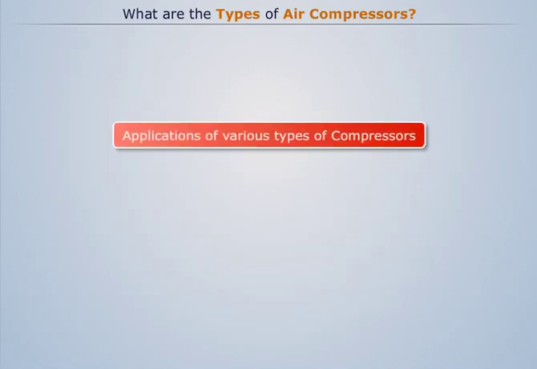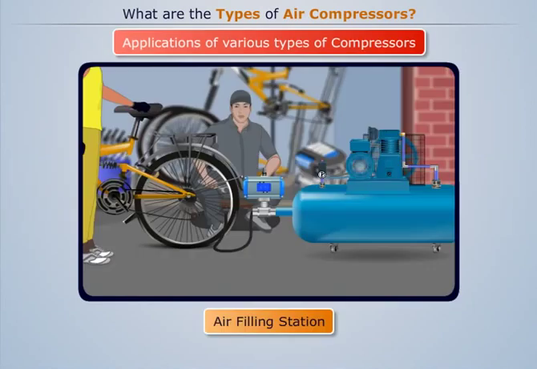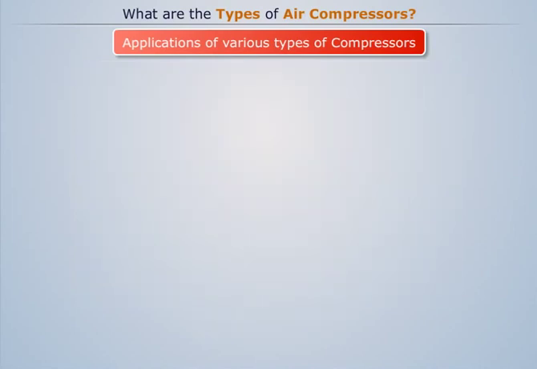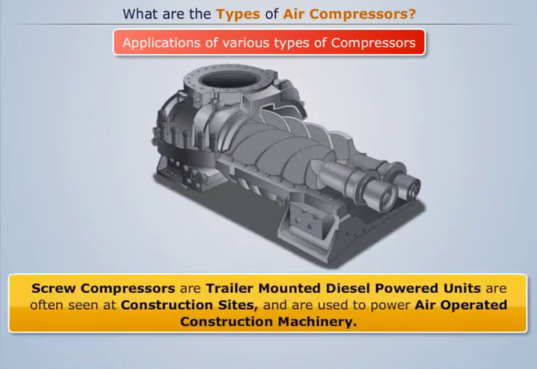Let's see some of the applications of various types of compressors. Reciprocating compressors are typically used where high compression ratios are required per stage without high flow rates and the process fluid is relatively dry. For example, it can be seen in petrol pumps and air filling stations. Centrifugal compressors are used in jet engines. Screw compressors are trailer-mounted diesel-powered units, are often seen at construction sites, and are used to power air-operated construction machinery.